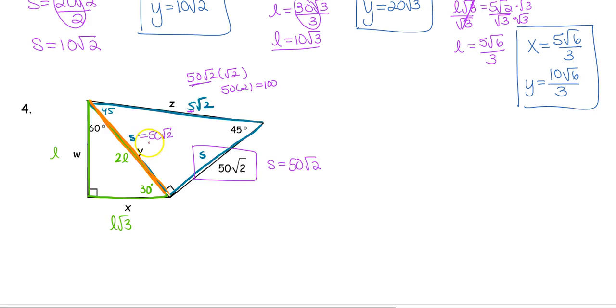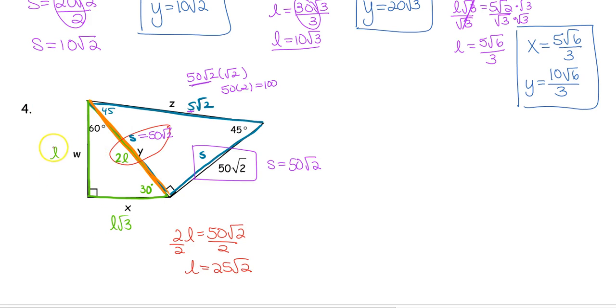We want to be careful. 50 root 2 is representing S in the 45, 45, 90 triangle, but 50 root 2 is representing 2L in the 30, 60, 90 triangle. So I want to solve for L. So 2L is 50 root 2. We divide by 2, and L is 25 root 2.